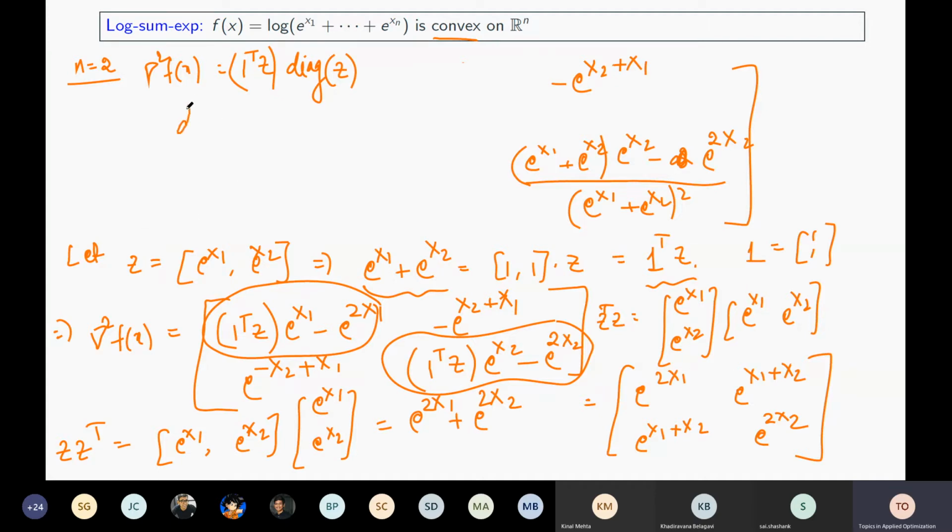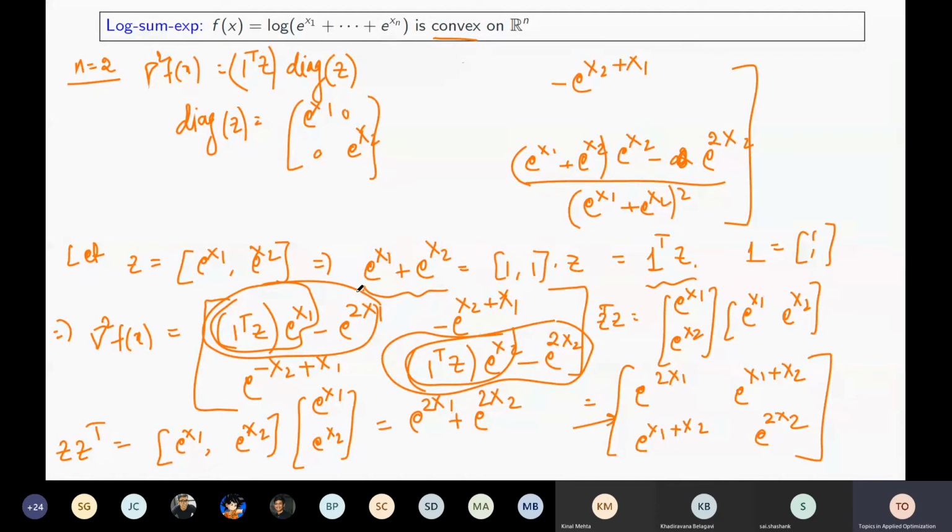So for instance, diag of z is ex1, ex2 on the diagonal. If you multiply by 1 transpose z, then you will have 1 transpose z ex1, so you will get this first term, and 1 transpose z ex2, so then you will get this term. To get the remaining terms, we will get them from here, if we subtract z transpose z.